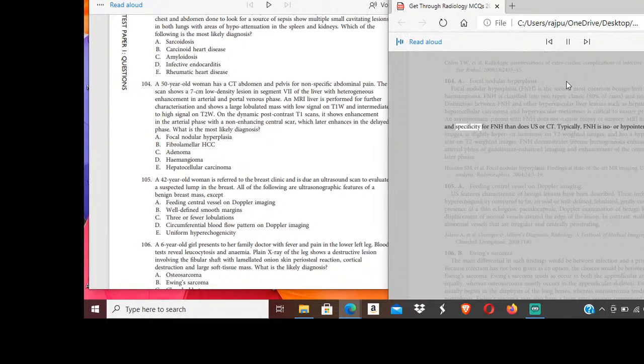MRI has higher sensitivity and specificity for FNH than does US or CT. Typically, FNH is isointense or hypointense on T1-weighted images, is slightly hyperintense or isointense on T2-weighted images, and has a hyperintense central scar on T2-weighted images. FNH demonstrates intense homogeneous enhancement during the arterial phase of gadolinium-enhanced imaging, and enhancement of the central scar during later phases. Hussain SM, et al. Focal nodular hyperplasia: findings at state-of-the-art MR imaging, US, CT, and pathologic analysis. Radiographics. 2004;24:319.